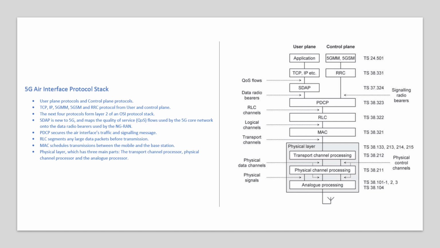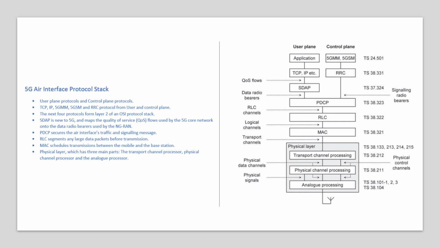Now coming to the MAC protocol, which is the medium access control protocol. It schedules transmission between the mobile and the base station and controls the low level operation of the physical layer. The MAC protocol in the mobile and network can also communicate with each other by exchange of MAC control elements.